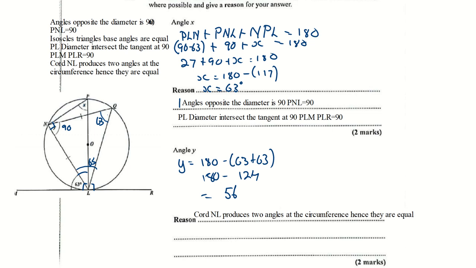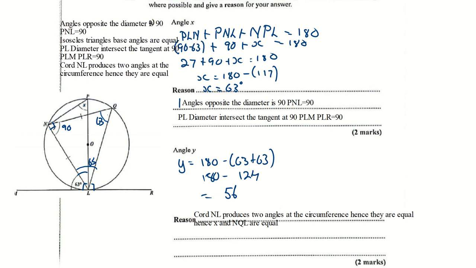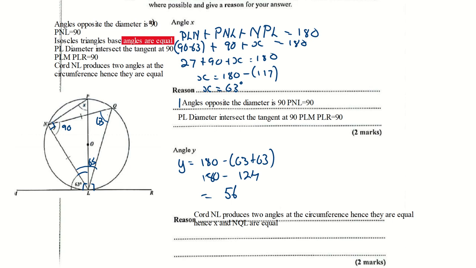You'd also have to say hence x and NQL are equal, right? Then you would have to say the thing about isosceles triangles, the base angles are equal. So that's how I got those two are equal. And that is the reasoning for that so far.